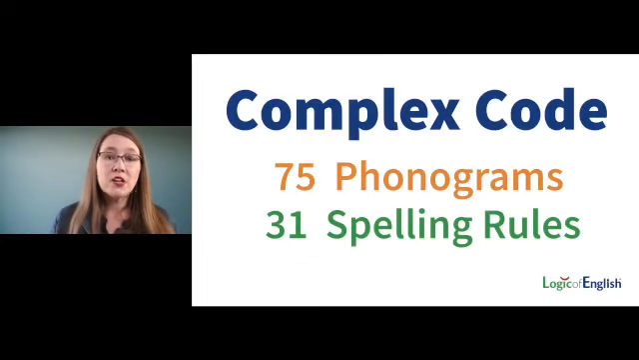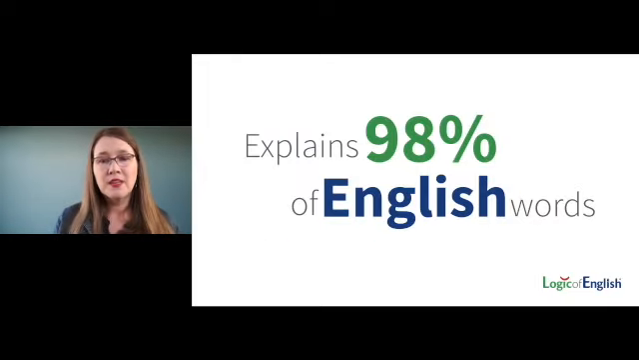In fact, there are 75 phonograms that represent those sounds and 31 spelling rules that help to explain further how the code works. When we know these tools, we are able to explain 98% of English words, and leaving 2% is more truly an exception. If you stop and think about it, having half of the words as exceptions, well, those aren't really exceptions then, are they?